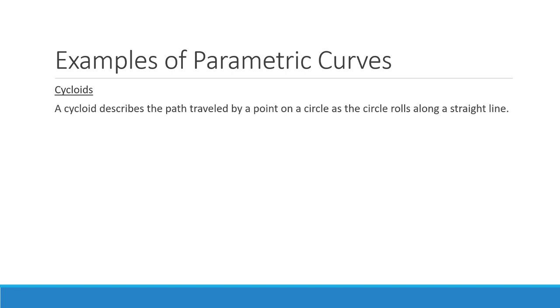A cycloid describes the path that's traveled by a point on a circle as that circle rolls along a straight line. We can do that with the equations x of t equals a times t minus sine of t, where a is the radius of the circle, and y of t equals a times 1 minus the cosine of t.